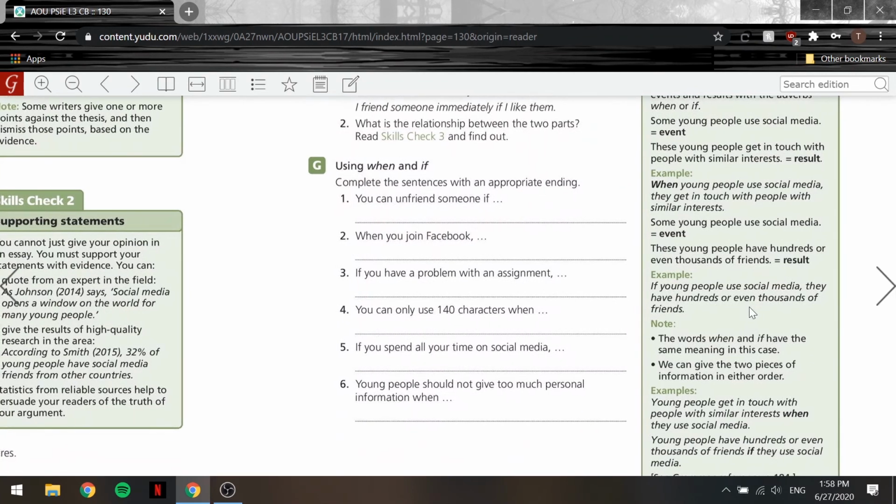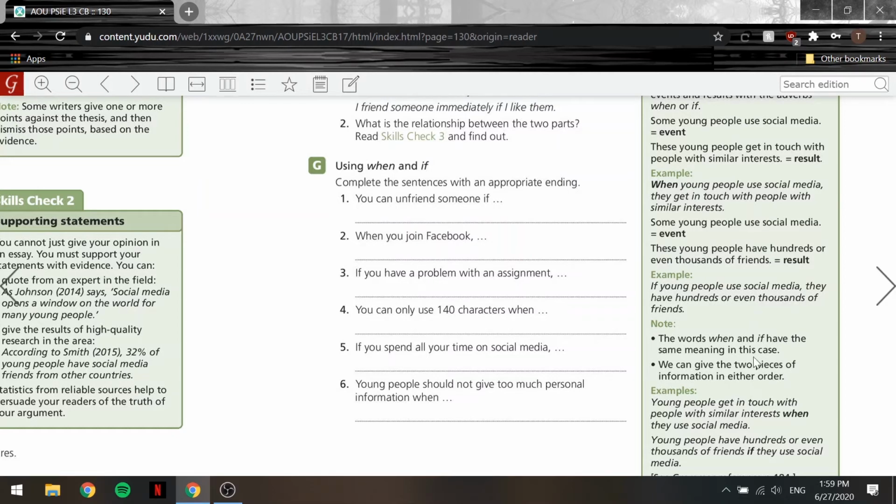If we're going to add these two sentences together, we'll say, if young people use social media, they have hundreds or even thousands of friends. But do note that the words when and if have the same meaning in this case. So if you use when or if, in this case, they mean the same exact thing. We can give the two pieces of information in either order.